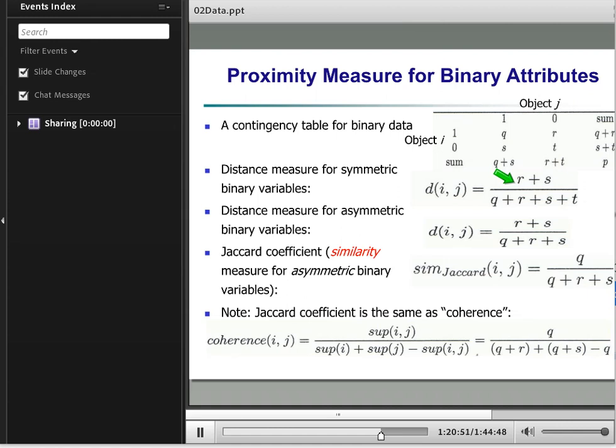So dissimilarity between I and J is the percentage of cases that I and J do not have a similar value.